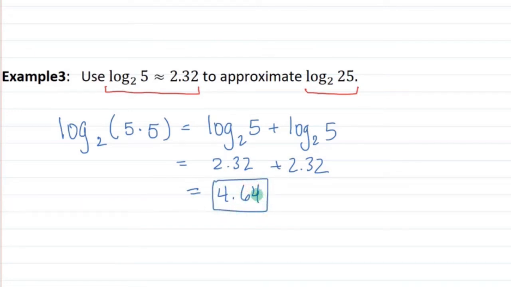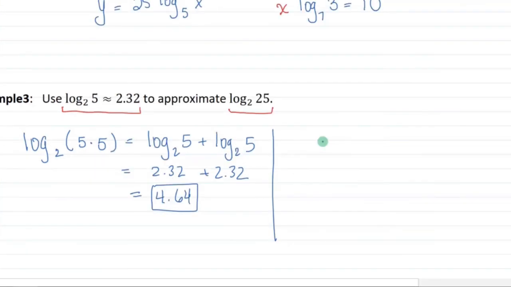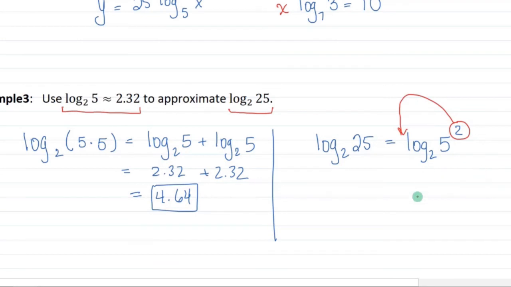But wait, we could have also done this a different way, maybe a quicker way. We could have realized, this is an alternate way to have done the same problem, that log base 2 of 25 is actually log base 2 of 5 squared. And then you can use the power property of logarithms to bring that 2 and stick it out here as a constant multiplier. So this becomes 2 times log base 2 of 5. That means this is 2 times 2.32, which is also 4.64.